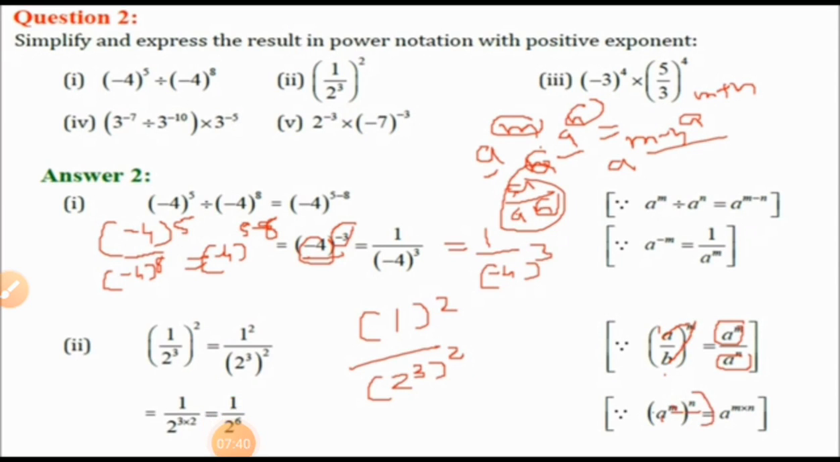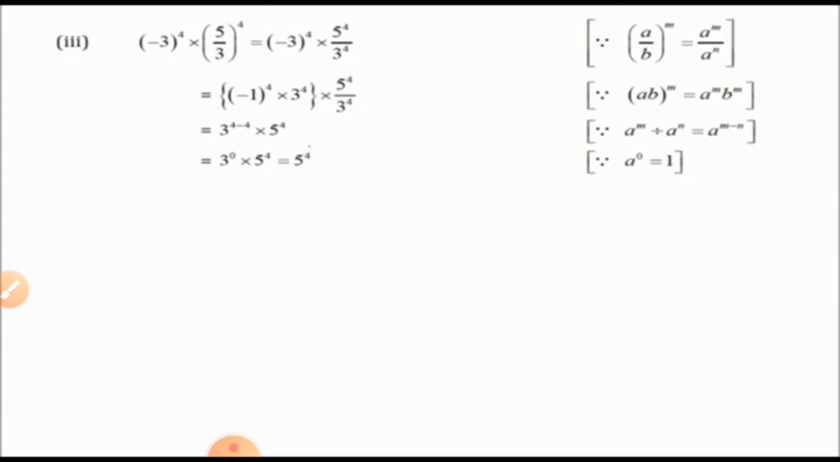Okay, my dear student, see the second one also, same way. 1 upon 2 raised to 8, 2 raised to 3, all raised to 2. We know, students, 1 raised to 2 and downside 2 raised to 3 raised to 2. It is an exponent over an exponent, power over power. Isn't it? So 2 raised to 3 times 2 is equal to 6. Correct. Now look at the third one.